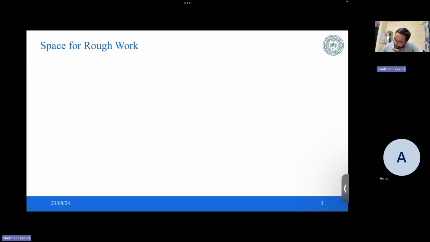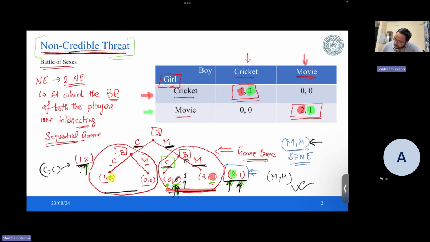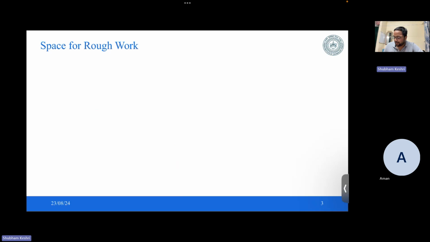Suppose in the earlier example, when the boy is here and he's thinking about what action to play, he knows that he is here, that is, the girl has played movie. Therefore, this is a case of perfect information. If this was a simultaneous move game, we had drawn a dotted line between these two nodes, and therefore the boy doesn't know what action has been played by the girl, and they will both play simultaneously. So that was a case of imperfect information.